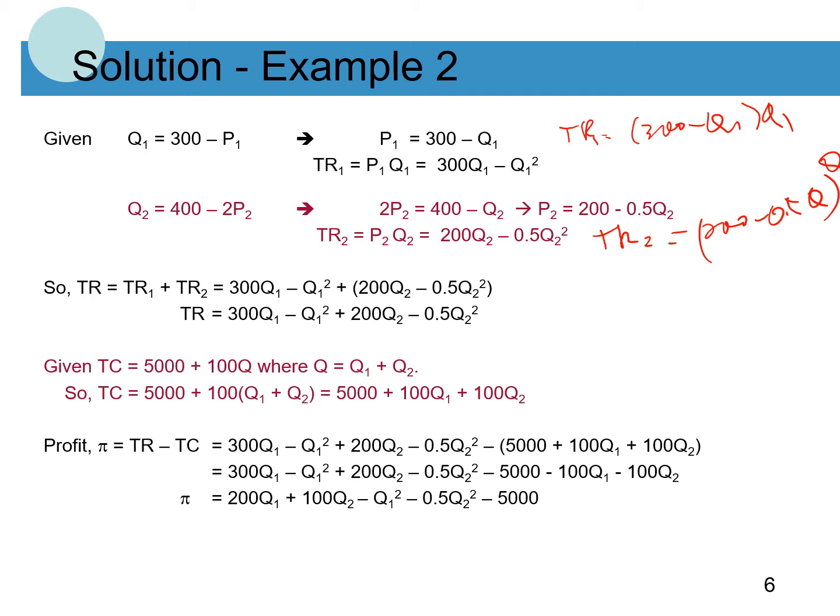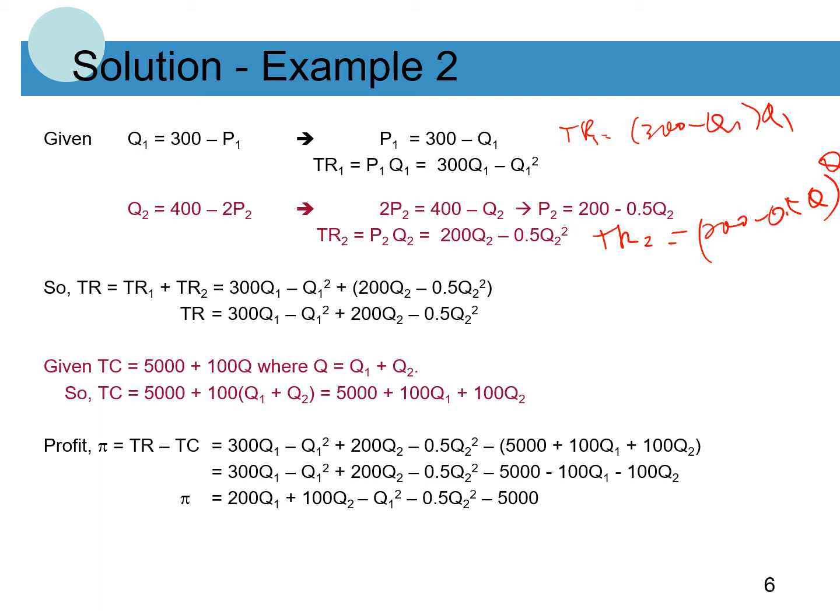Then TR is equal to TR1 plus TR2, the combination between the two. Therefore, we have 300 Q1 minus Q1 square, then plus in parentheses the TR2, that is 200 Q2 minus 0.5 Q2 square. Therefore, TR is equal to 300 Q1 minus Q1 square plus 200 Q2 minus 0.5 Q2 square.